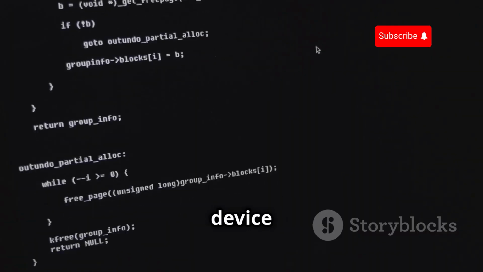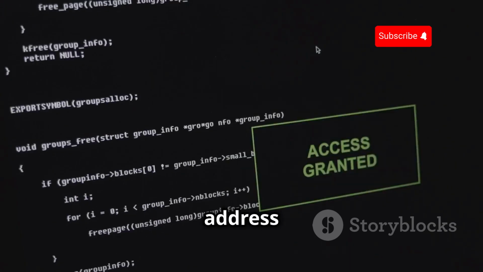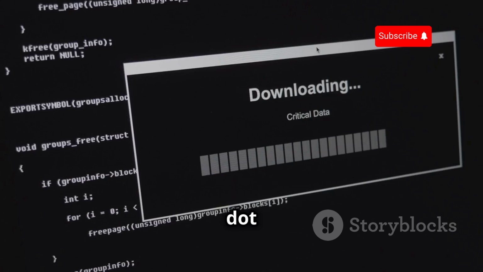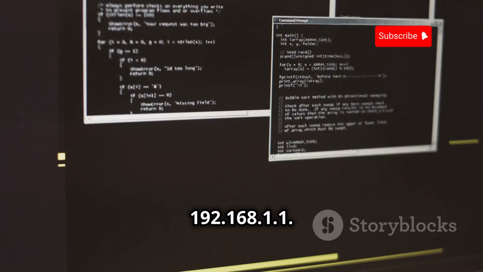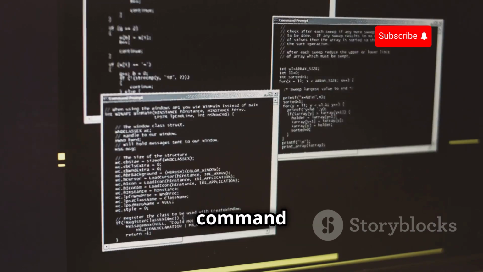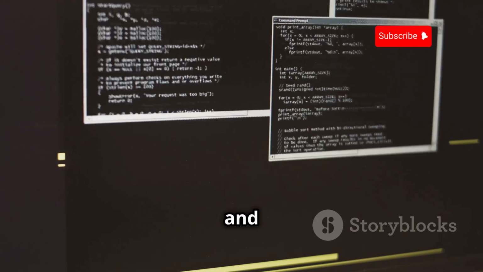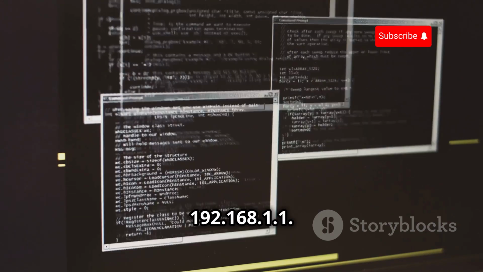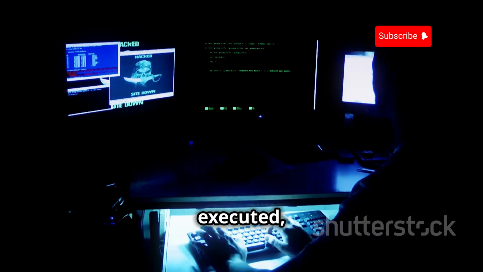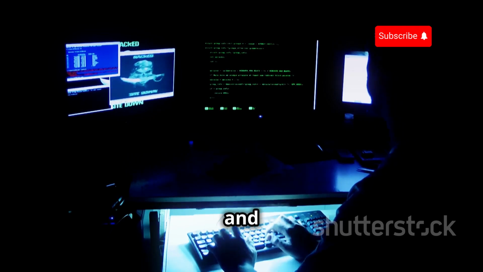For instance, if our target device has an IP address of 192.168.1.10 and our gateway's IP address is 192.168.1.1, the command to launch the ARP spoofing attack would be arpspoof eth0 to 192.168.1.10. This command tells ARP Spoof to use the eth0 interface to target the device at 192.168.1.10 and trick it into thinking our machine is the gateway at 192.168.1.1. Once executed, ARP Spoof begins sending out forged ARP replies to both our target device and the gateway.